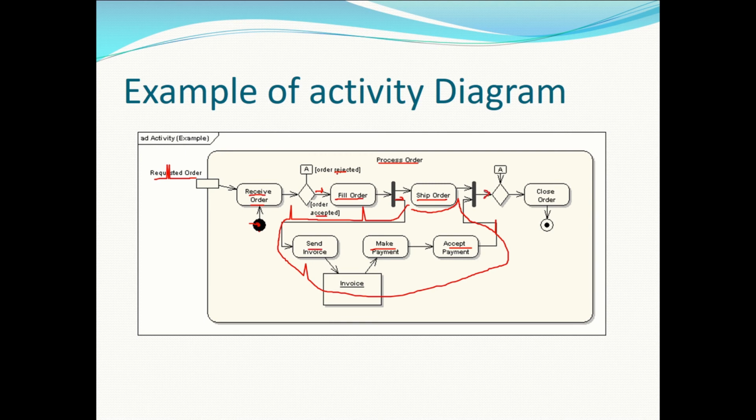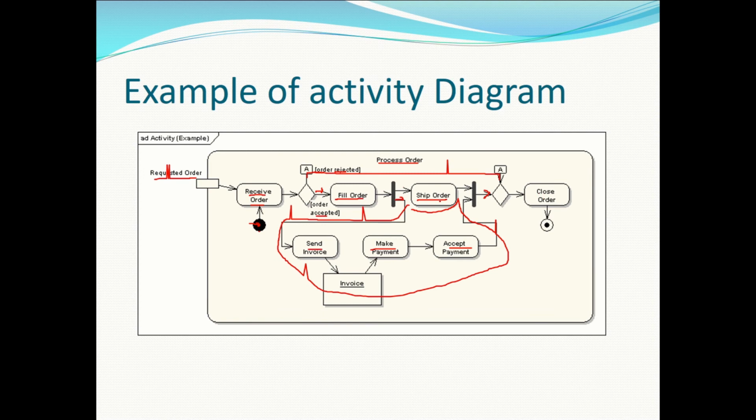If the order is rejected, we are not going to do the rest; it will come up here. If the diagram is too long, you can put the A, and you can put A on the second page, for example, to continue. But here we're on the same page, so you can draw the line directly. No need for A. So if they rejected, then no need to do this fill order and ship and so on. We just go and close the order because the order is rejected.